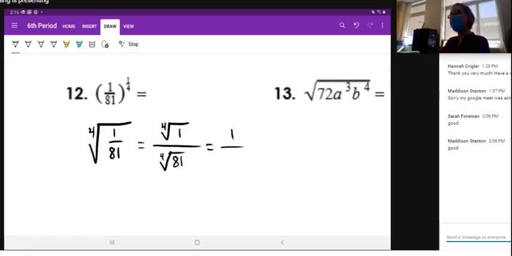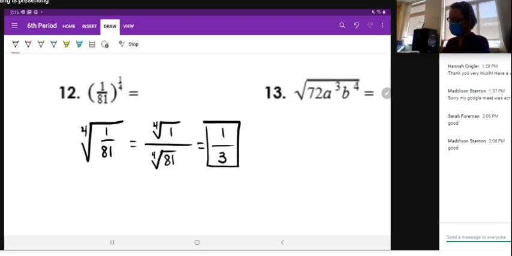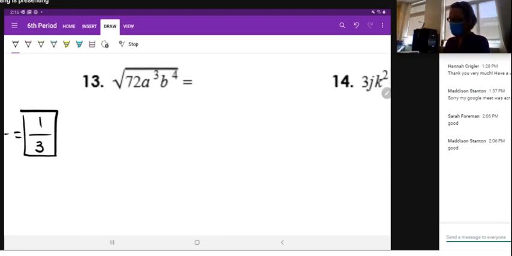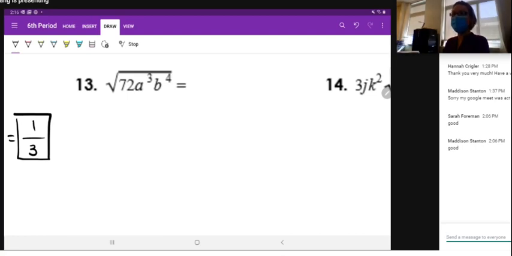All right, now on the bottom, we need a number that multiplies to itself 4 times to equal 81. 3 times 3 times 3 times 3. Very good. So our answer here is 1/3. Okay, so we're going to do 13 together, and then you're going to do 14 on your own.